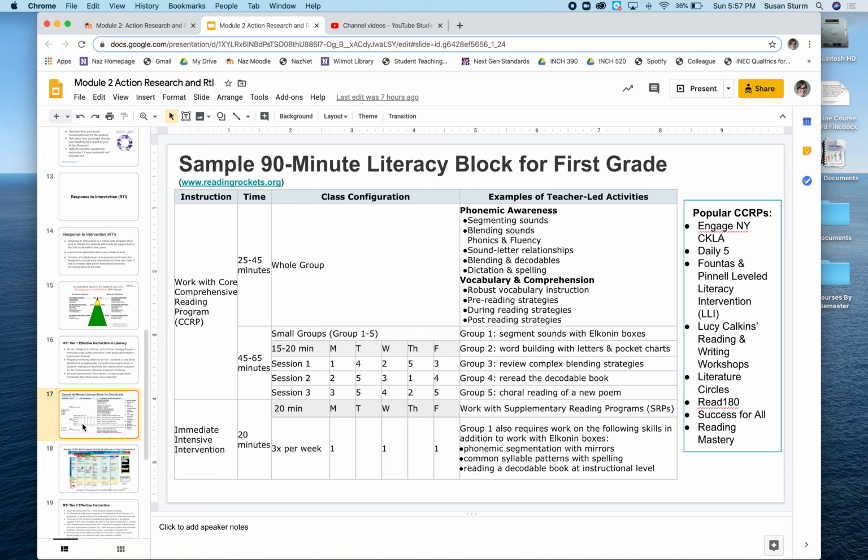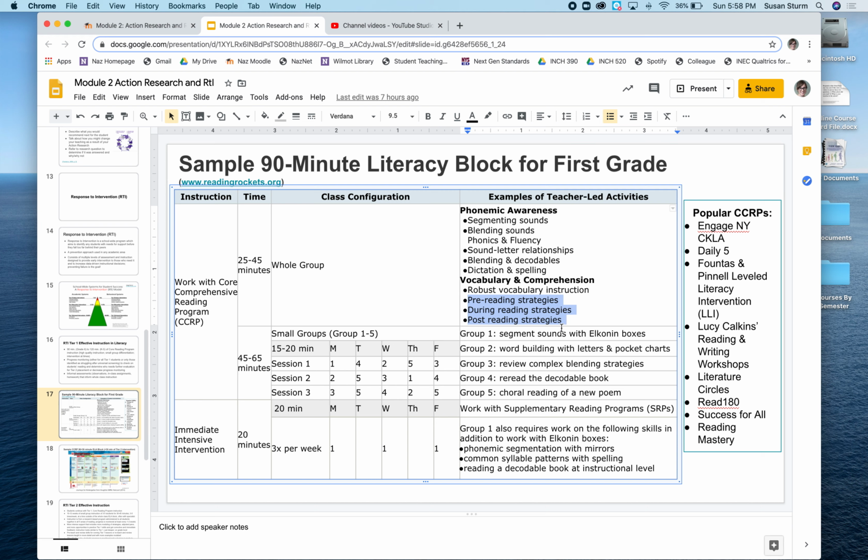So a sample 90-minute block for first grade. This would not include an additional 30 minutes of time outside of this block where maybe they would focus on writing or something else. But a typical 90-minute block is going to look something like this, where you're starting with whole group instruction with that core comprehensive reading program, CCRP. And usually you're going to do 25 to 45 minutes of that. You're doing things like phonemic awareness in first grade, vocabulary and comprehension strategies, all of the good pre-reading, during reading, and post-reading strategies.